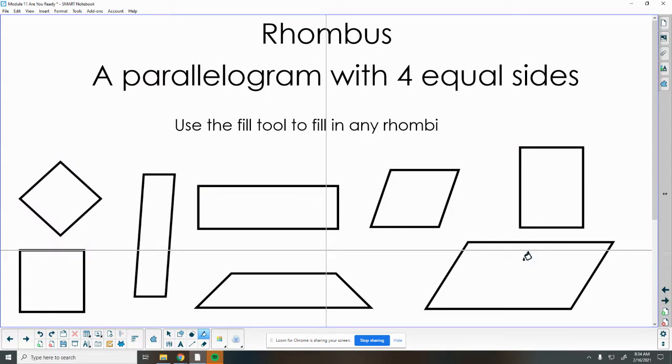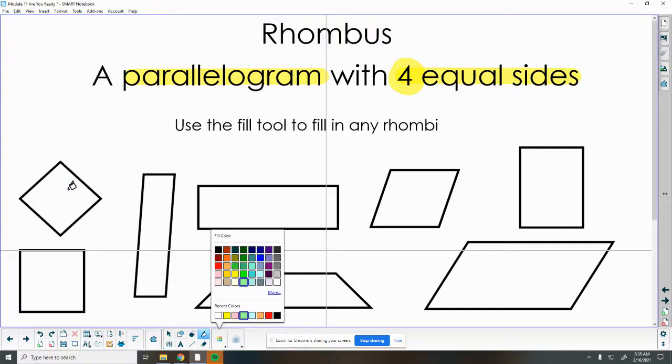Next, we are going to look at a rhombus. A rhombus is a parallelogram, so the opposite sides are parallel, and all 4 sides are the same. On a parallelogram, only 2 sides, the top and the bottom, or the sides, are equal to each other. But on this one, we have to have all 4 equal. So let's take a look here. This one is a rhombus.